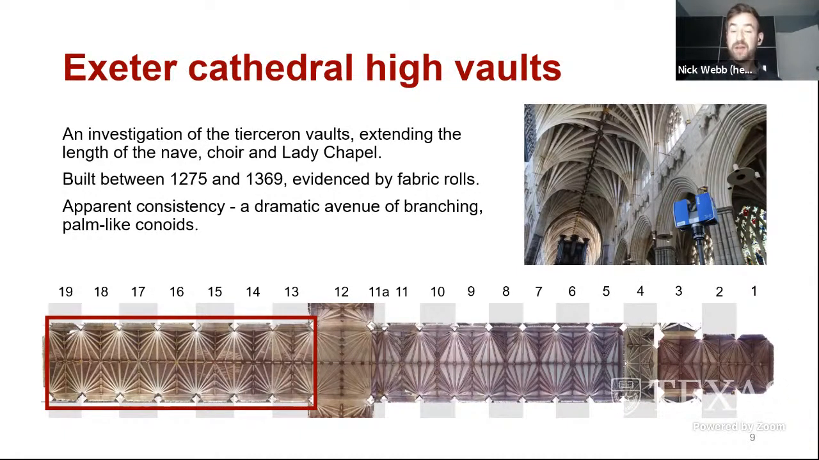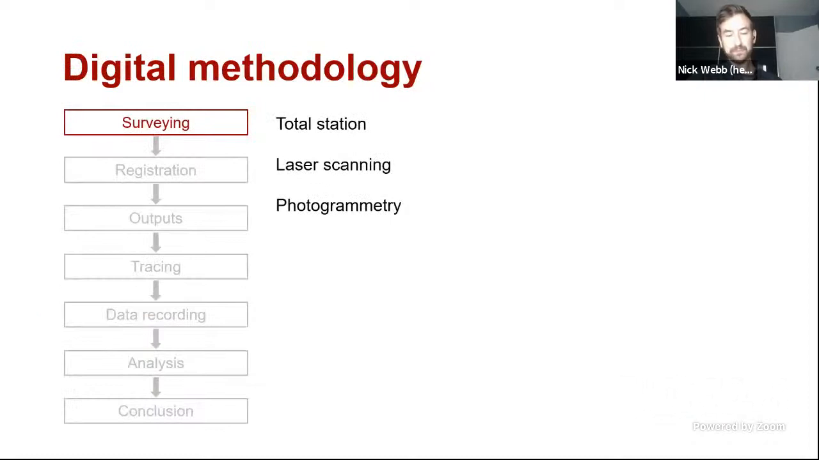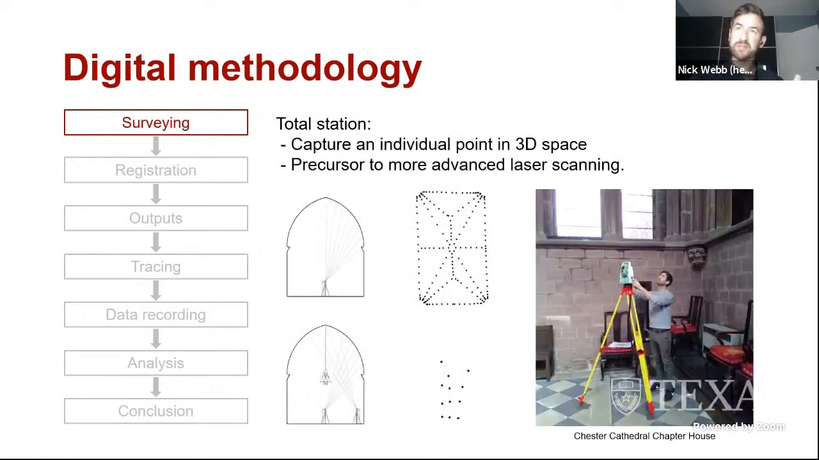But before we go into our findings, I want to talk to you about how we decided on our methods to capture the data. We explored 3 different methods that you can see here: total station, laser scanning, and photogrammetry. I'll go through each of the 3 and talk through, from our perspective, what some of the advantages and disadvantages were.